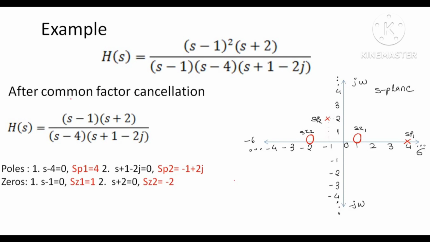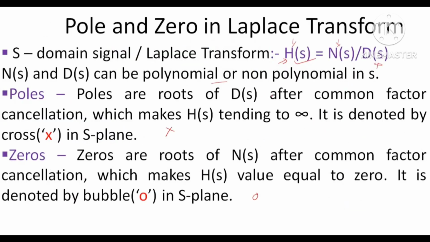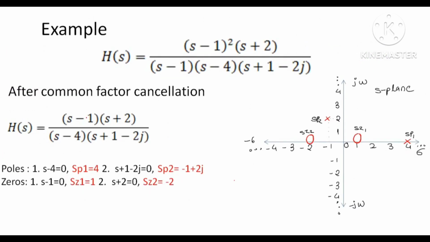So first point: we have seen that after common factor cancellation, s minus 1 here and s minus 1 here are common, so you should cancel them out, otherwise you will get 0 as 1 or infinity as 1. That should not happen. So first you have to cancel out the common factors between numerator and denominator. After cancellation you will get (s minus 1) into (s plus 2) divided by (s minus 4) into (s plus 1 minus 2j). So how to find the poles and zeros?